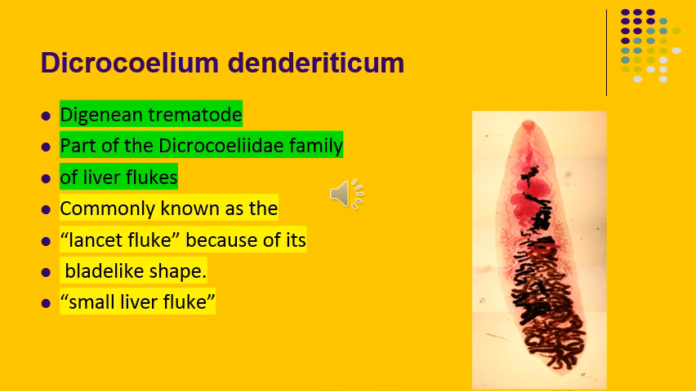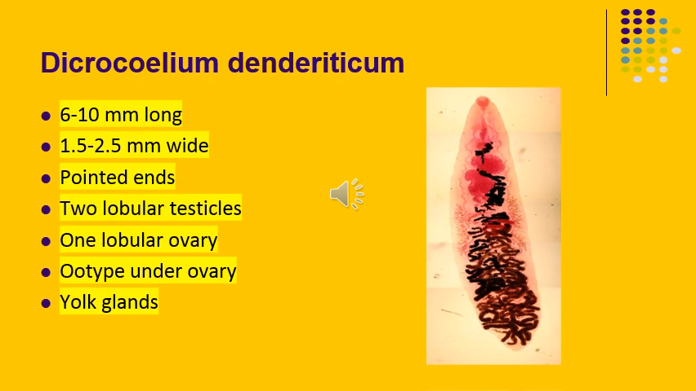The next trematode which we are going to talk about is Dicrocoelium dendriticum. It's also a digenean trematode, part of the Dicrocoeliidae family, and of course a parasite of the liver. Commonly known as the lancet fluke because of its blade shape, or small liver fluke. Its size is much smaller than Fasciola hepatica.